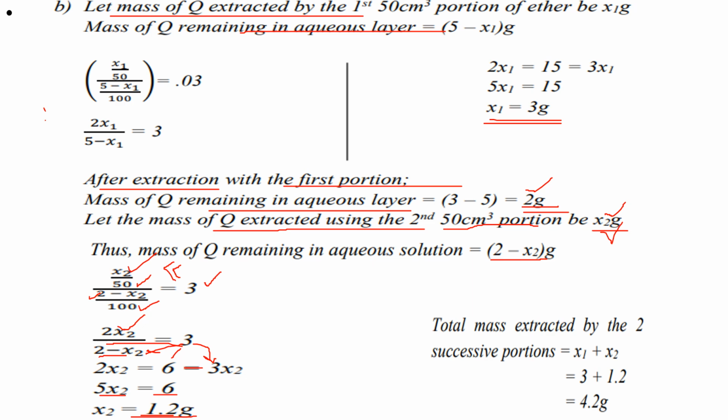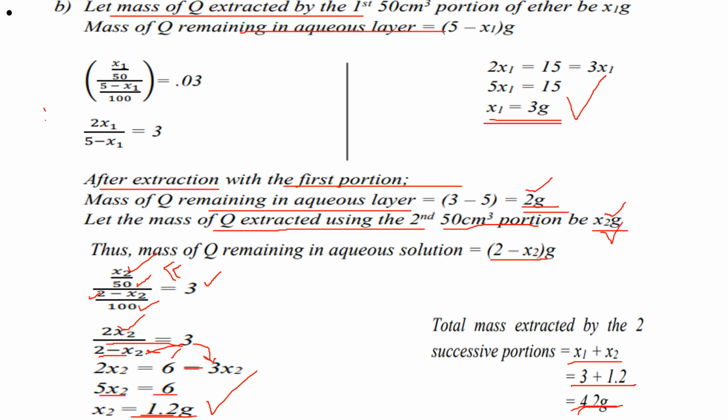But here we used successive volumes of the extracting solvent. We didn't use it at once. We used 50-50 to add up to the 100 that we used in part A. And here in the first extraction, we got 3 grams, and in the second extraction, we have got 1.2 grams. So what will be the total mass that has been successfully extracted? Total mass that has been successfully extracted is going to be got by adding x1 plus x2. So you have 3 plus 1.2, and the final answer is going to be 4.2.